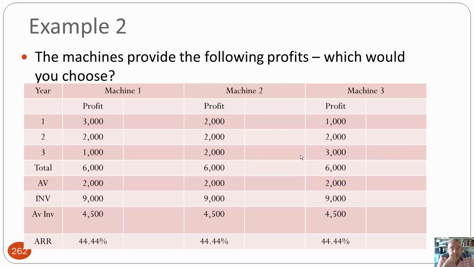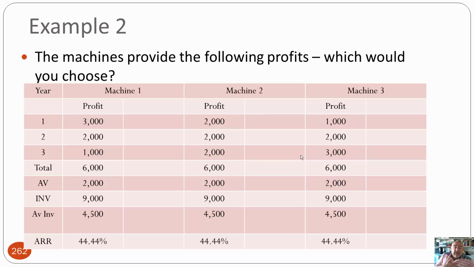Now, look at this. We've got profit of 3, 2, and 1 for machine 1, profit of 2, 2, and 2 for the second, profit of 1, 2, and 3 for the third one. Total 6,000. Accounting rate of return, you've got 2,000. Average investment is 4.5. Rate of return is 44%. They're all giving you the same. But which one would you choose?